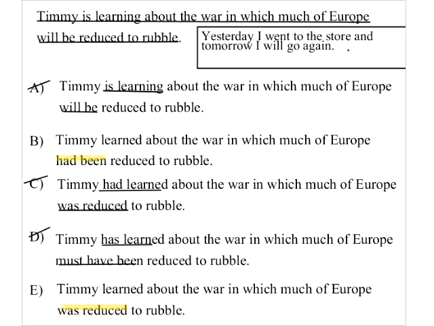And the same thing is true in this sentence. Timmy learned about the war. There was a war, and in that war, much of Europe was reduced to rubble. There is no possibility of confusion here. I know this is frustrating. It's why I chose to use this question.